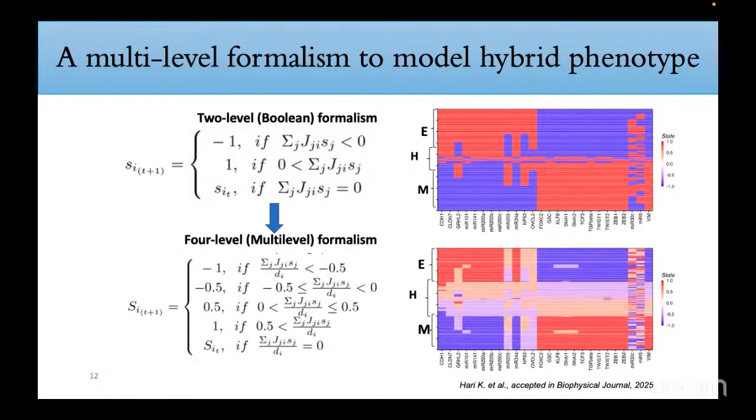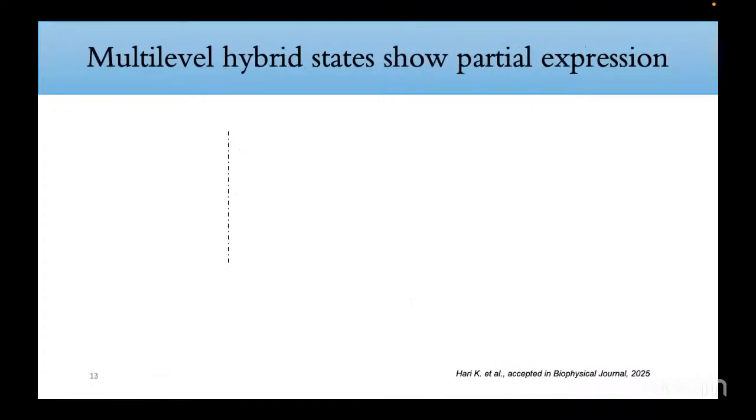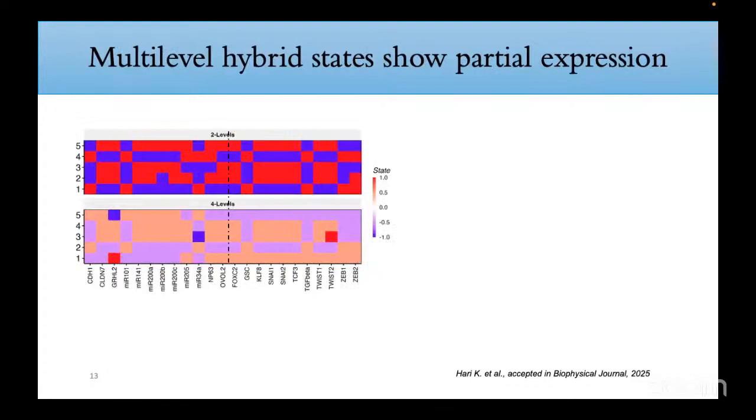Unsurprisingly, this allows for some states to show partial expression, right? Previously it was completely red or blue. Here you have light red and light blue. One thing to notice here is that the epithelial and mesenchymal states still retain a very high expression level, and the partial expression is focused only on hybrid states, which is something that we wanted to see. So far, it's good news. That's what I'm showing here, comparing the Boolean versus multi-level hybrid states. You see that there is a lot of partial expression in multi-level hybrid states.